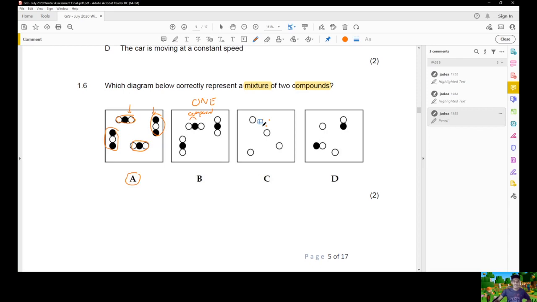Let me quickly describe B, C, and D for the purpose of revision. Picture B, we said, is showing me one pure compound. Picture C is just showing me one element. An element is where you have one type of atom, not bonded to anything different. Picture D is showing me, well, it's a mixture because we have different groups, and it's a mixture of one compound, those two are the same, and one element.